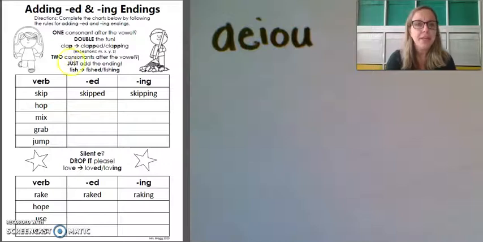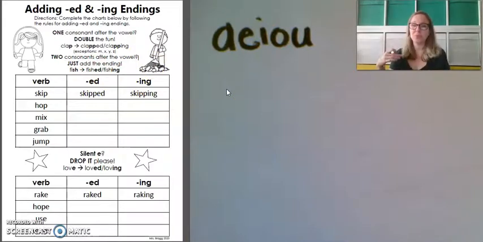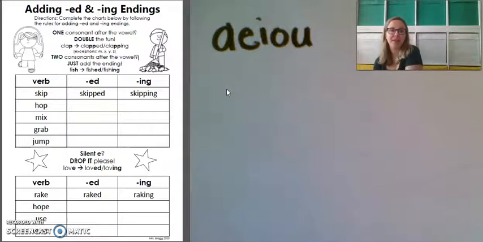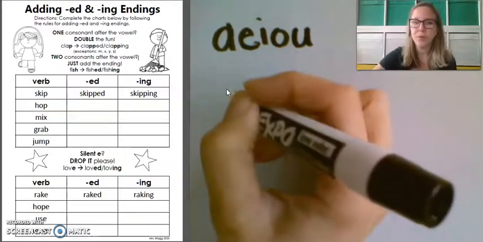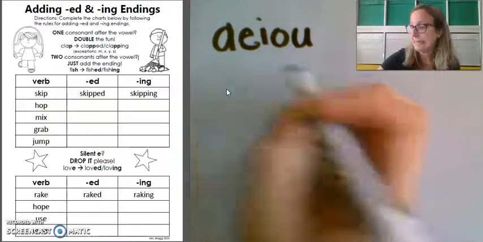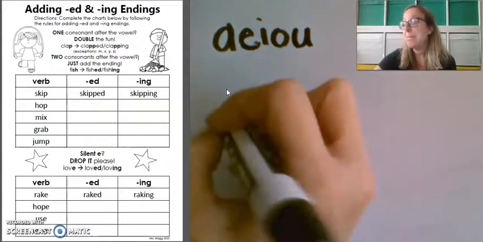Okay? Now the next rule on here says two consonants after the vowel, just add the ending. So let's look at some examples with two consonants after the vowel. Let's take the word dance. No, dance will do for the last rule. I apologize. Let's take the word melt.